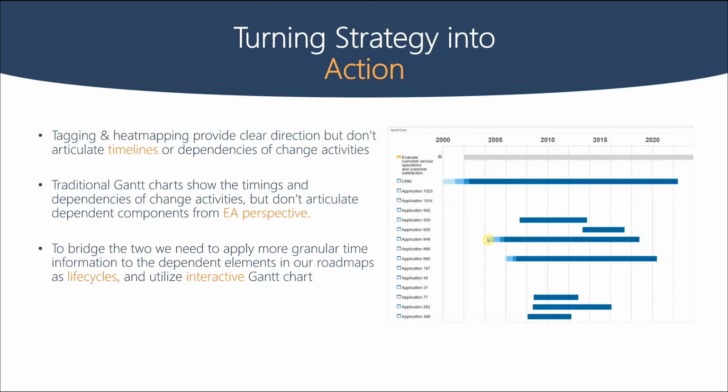Yep. A traditional Gantt chart is actually already a good solution, because that shows the timing and also some dependencies of the change activities, such as a waterfall chart. But typically, they don't articulate the dependent components from the EA perspective. So to bridge the two, we definitely need to apply more granular time information to the dependent components in our roadmap as life cycles, and then utilize the dependencies we have modeled to create a more interactive Gantt chart. With the visualization of dependencies, we can then make more informed decisions based on the timeline of our change.